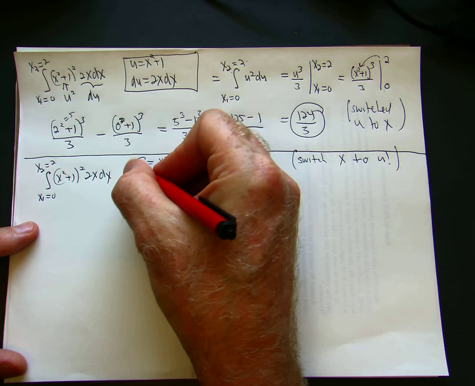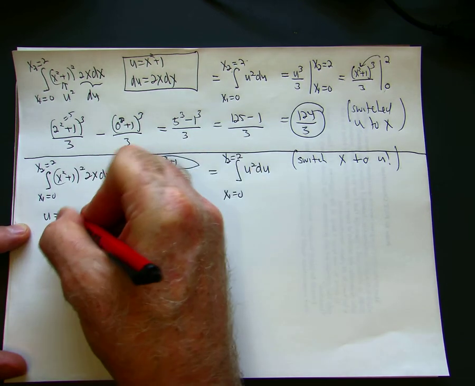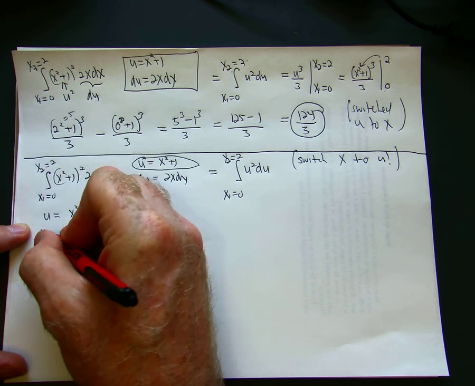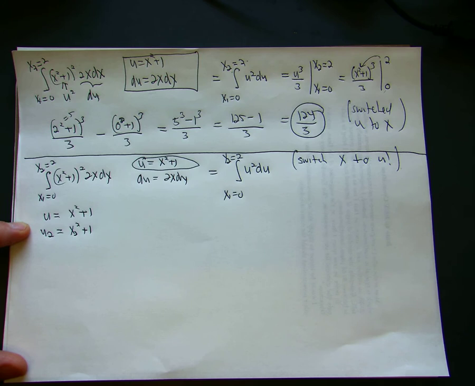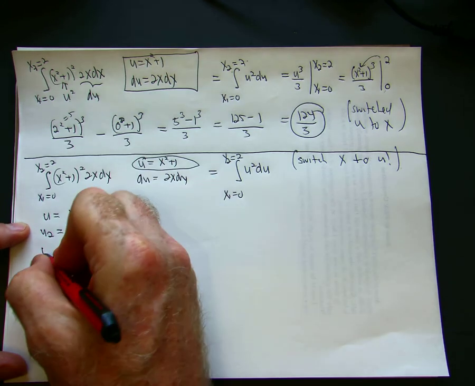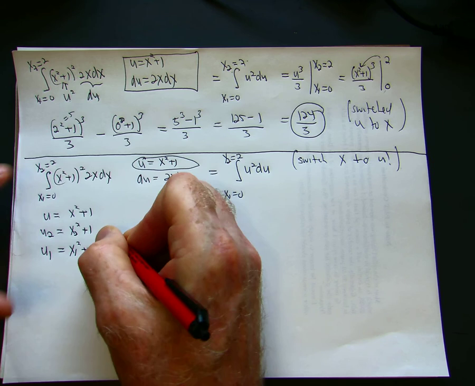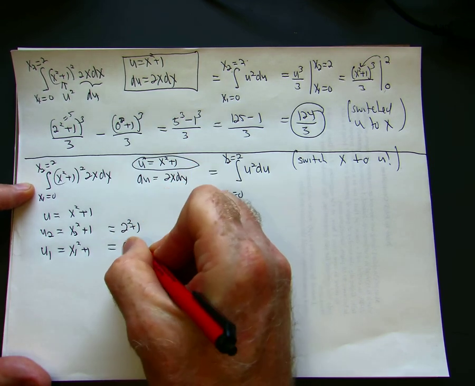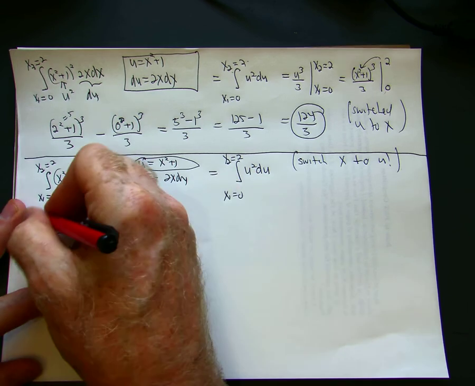So here's my u function. What I know is that u is equal to x squared plus 1. Now I'm going to switch x2 over to u. So u2 is equal to x2 squared plus 1. u1 is going to be equal to x1 squared plus 1. Well, x2 we saw was 2, x1 was 0, so I get 5 here and 1 here. I'm going to box this off.